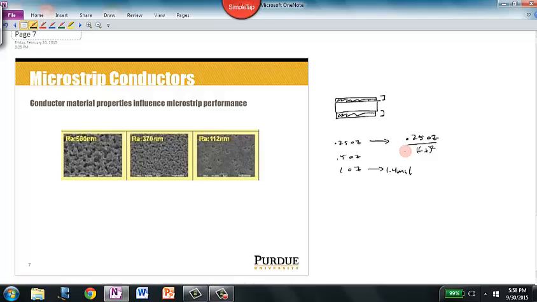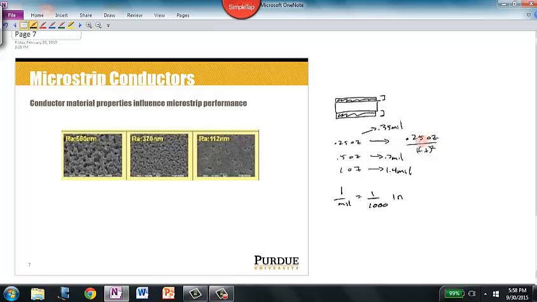Half ounce is 0.7 mil, etc. 1/4 ounce is 0.35 mil. And if you're not familiar with mils, 1 mil is just 1,000th of an inch. It's a unit commonly used in American manufacturing. So if I divide an inch by 1,000, I get a mil.